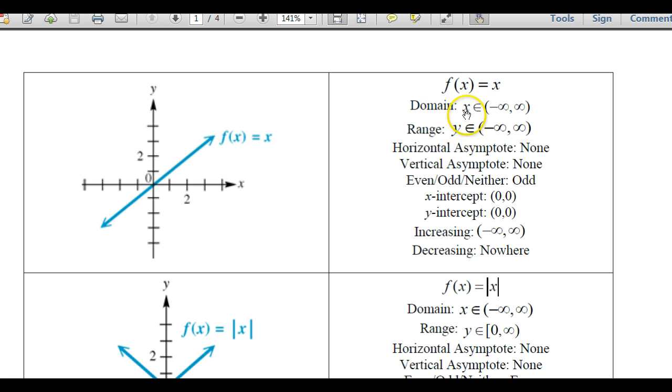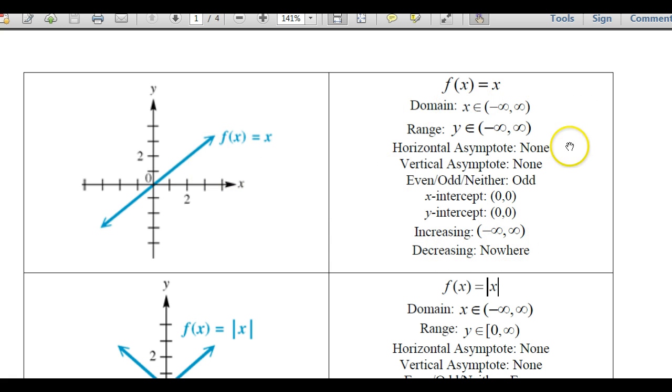The domain of this function, x is in, this little weird looking e symbol means in, so the domain is all x values that are between negative infinity and infinity, or all real numbers. The range, or the y values, are also from negative infinity to infinity. This thing has no horizontal asymptotes, no vertical asymptotes. It is an odd function. Its x-intercept is (0, 0), y-intercept is (0, 0), increasing from negative infinity to infinity. It's increasing everywhere, and so it's decreasing nowhere.